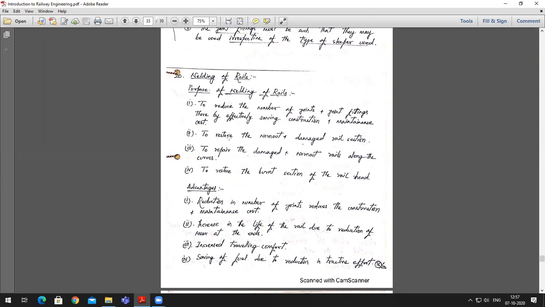Secondly, it is to restore the worn out or damaged rail section. Now welding is a technology that is used even for correcting the cracks or worn out rails. Okay, for all these kinds of mending processes, again welding will be used. Thirdly, to repair the damaged or worn out rail, especially in the curved section. And lastly, to restore the burnt section of the rail head.